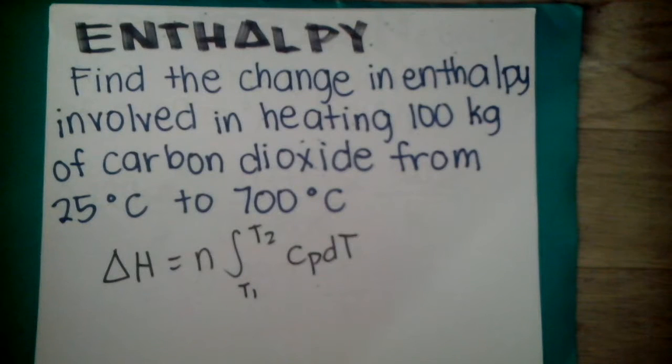This video shows a problem on enthalpy. Find the change in enthalpy involved in heating 100 kilograms of carbon dioxide from 25 degrees to 700 degrees Celsius. We are given a formula for the change in enthalpy, which is the number of moles multiplied by the integral of Cp dT from temperature 1 to temperature 2.